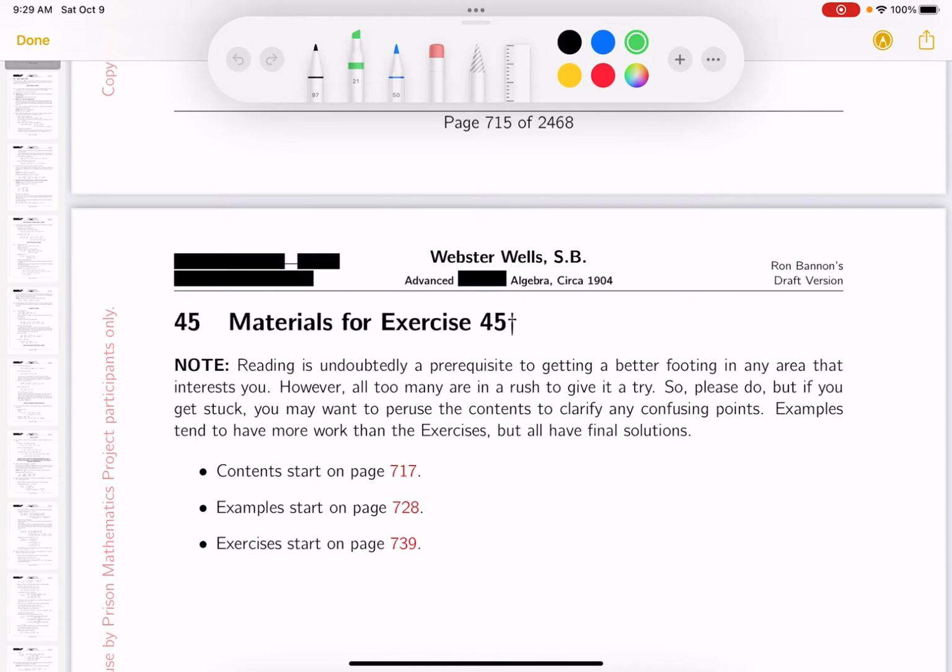Okay, we're in section 45. This is, I would say, a difficult section. So we're going to break the examples into two parts, because I don't think I'll be able to finish it in a reasonable amount of time.